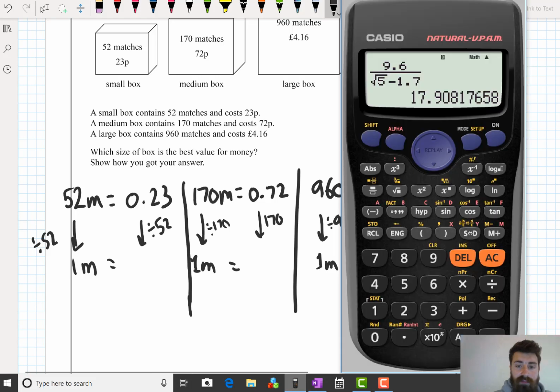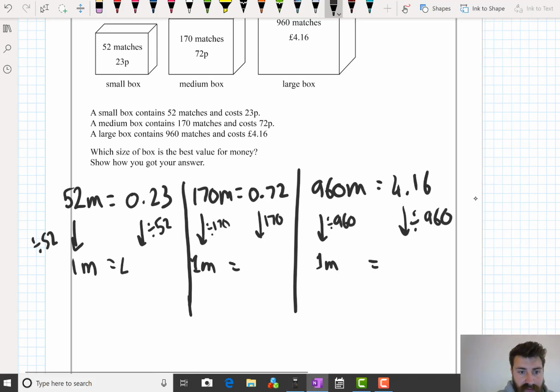Right, so I'll just do 1 at a time. 23p, 0.23, divided by 52 equals 23 over 5,200. Oh god, that's a very small number. Yes, very, very small. 4.42307 times 10 to the minus 3. Let's go for that. 4.42307 times 10 to the minus 3.